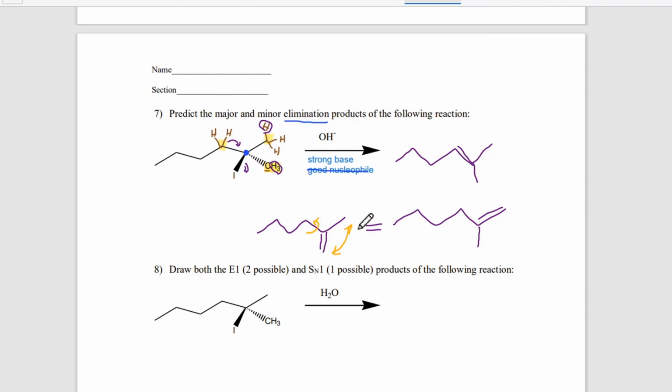All right. So since you really only have two products, you have this one and this one. Which of these would be the major and which would be the minor? The first one, because it's more substituted. Therefore, this would be the minor, right?